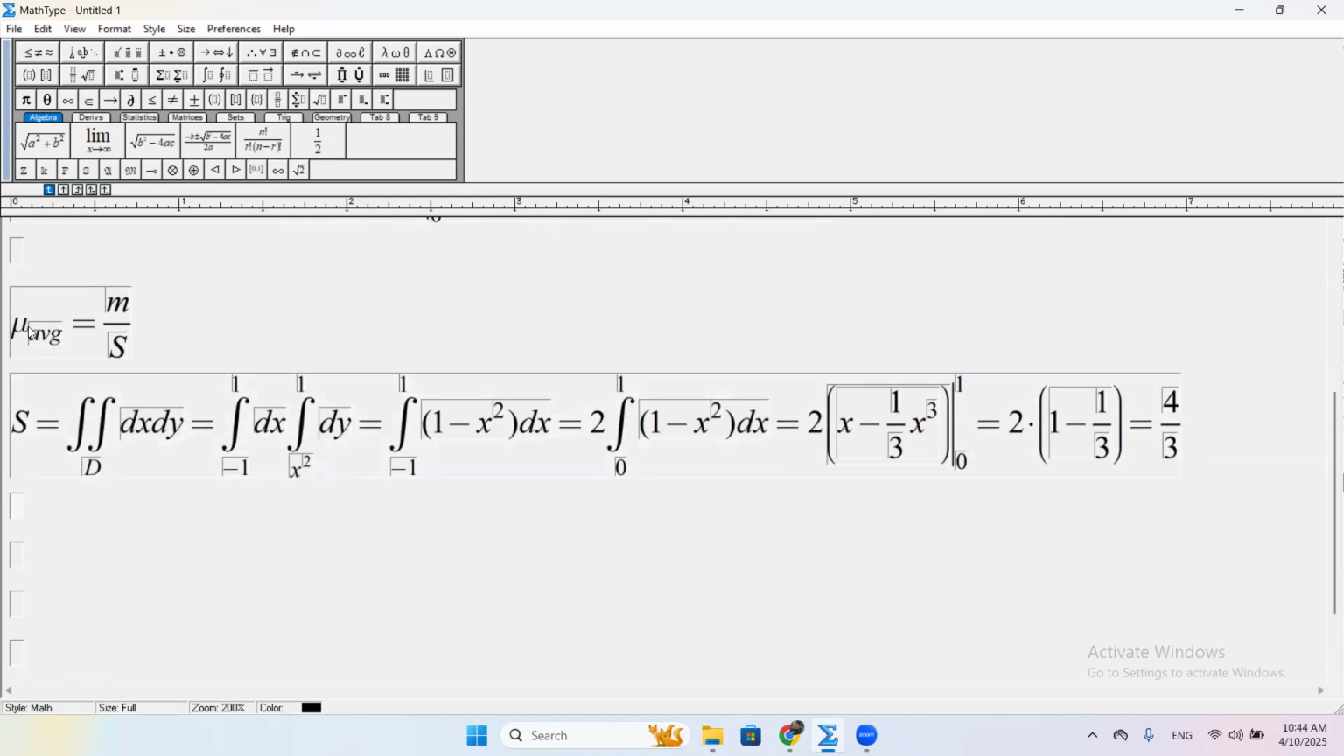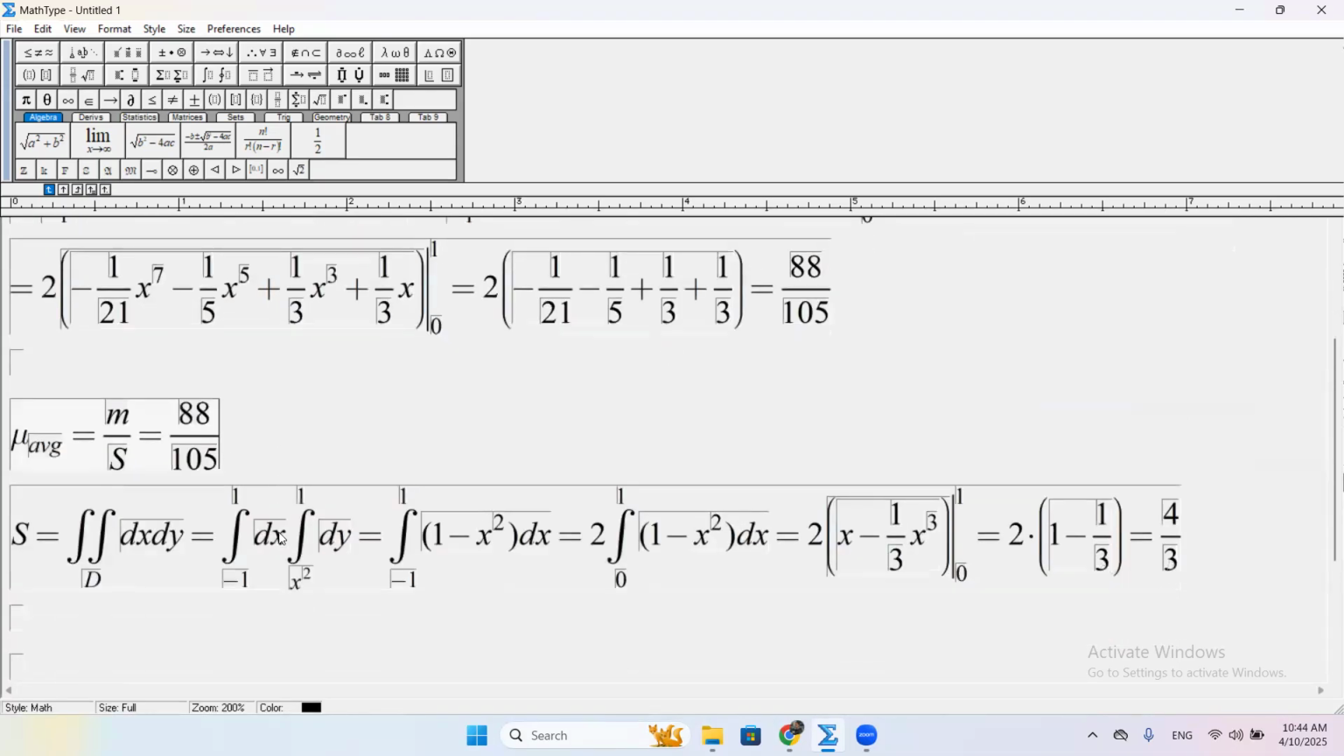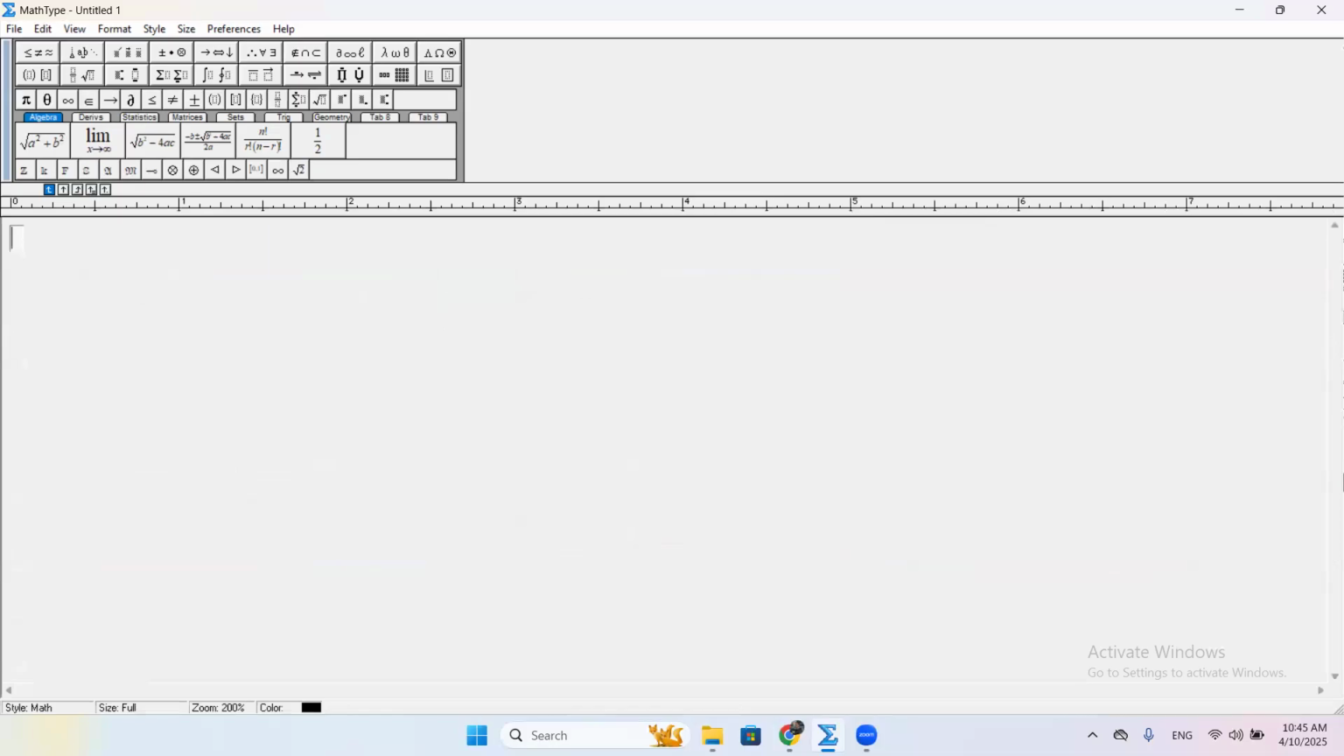So now calculating the average density. So 88 over 105 multiplied by 3 over 4. So now what will we receive? 22 over 35. So this is the average density. Any questions about this exercise? No questions. Okay.